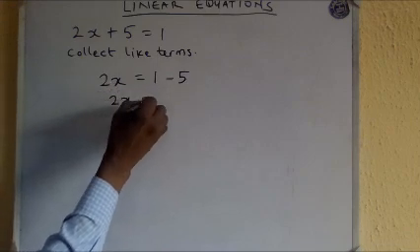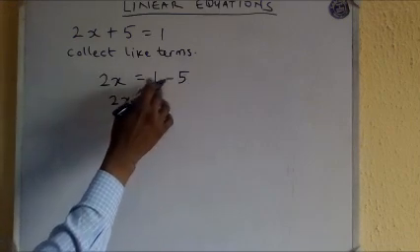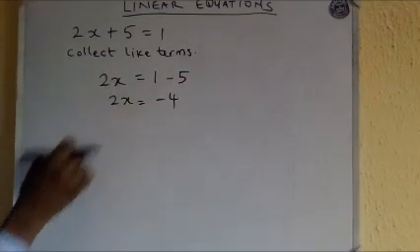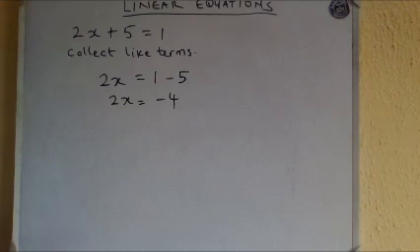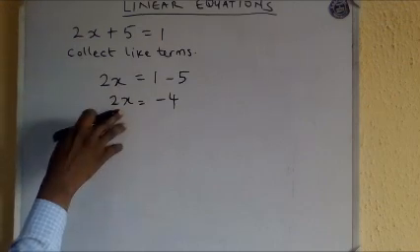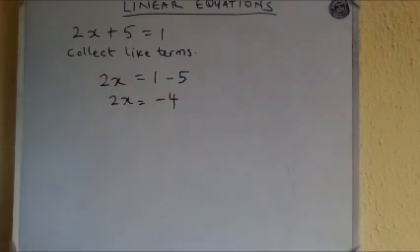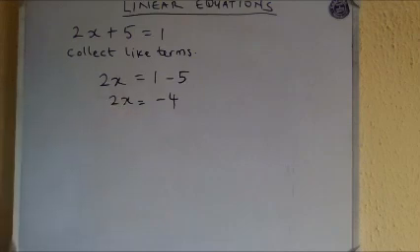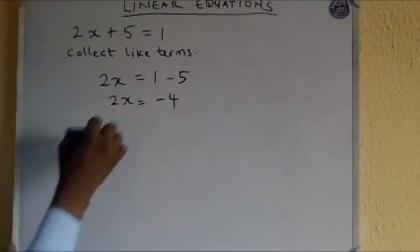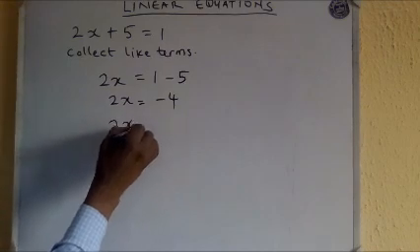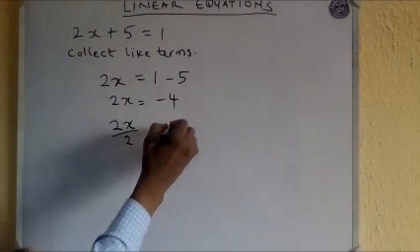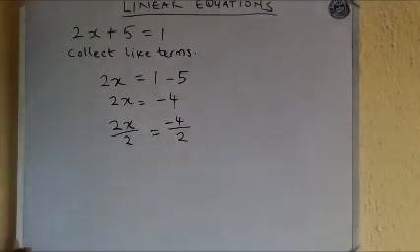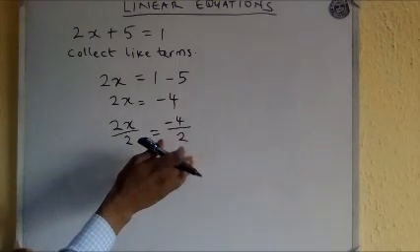So 2x is equal to, solving this, 1 minus 5 is minus 4. To get the value of x, we'll divide both sides by 2. Why 2? Because 2 is the coefficient of x. So 2 can detach from where this x is. So I say 2x over 2 is equal to minus 4 over 2. That is for dividing both sides by 2. Anything we do to the left-hand side, we do to the right-hand side.